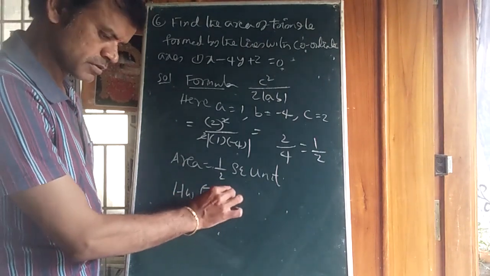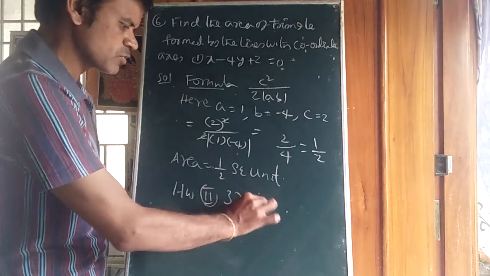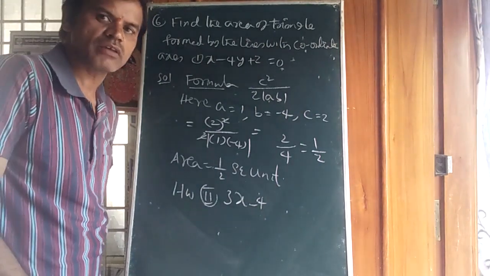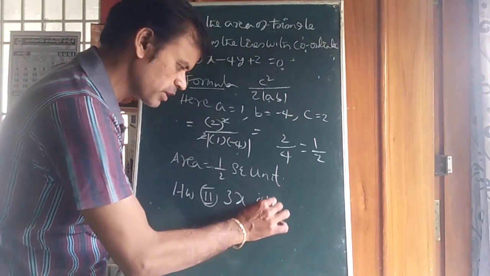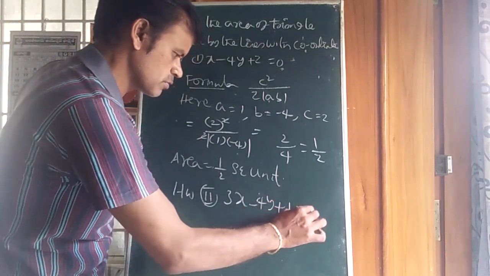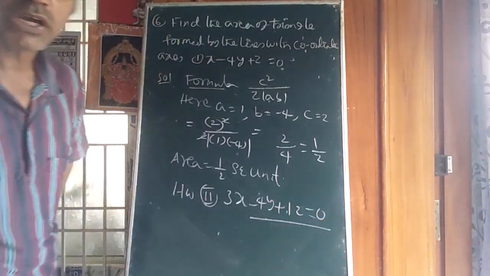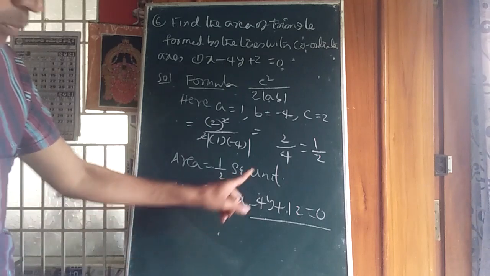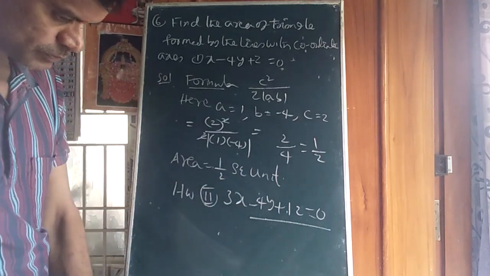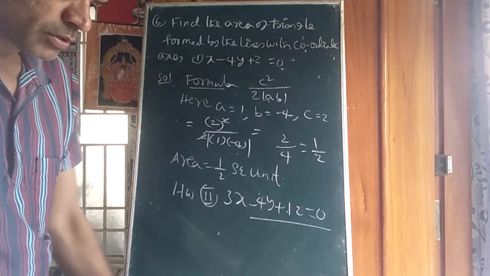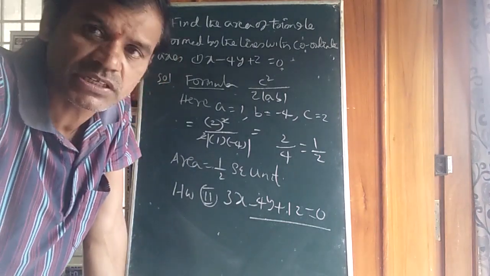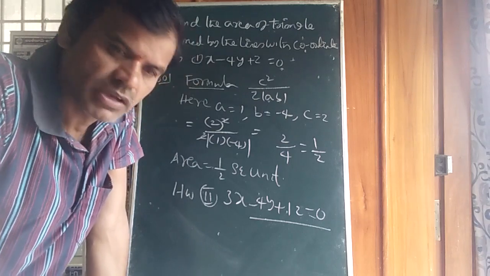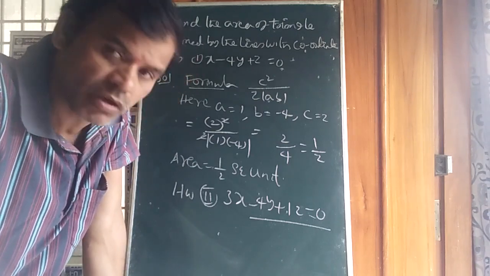Second question, same type. Find the area of the triangle formed by the coordinate axis with the line 3x minus 4y plus 12 equal to 0. Apply the formula and do the sum. Now, we have successfully completed exercise 3C. Before exercise 3C, some examples and theory, and exercise 3C Roman number 1 have also finished.